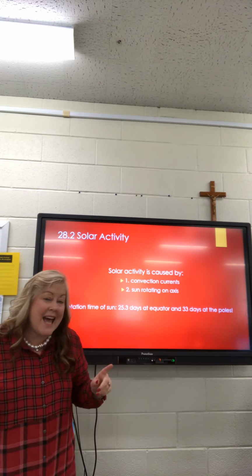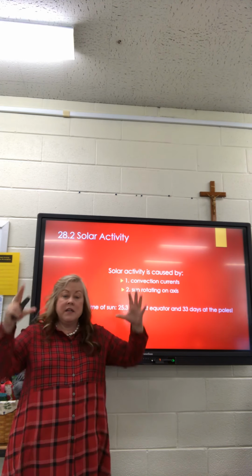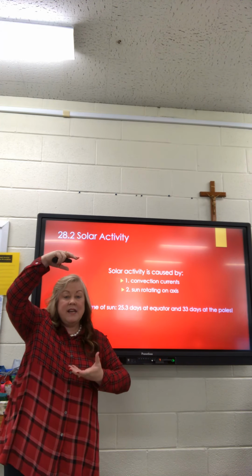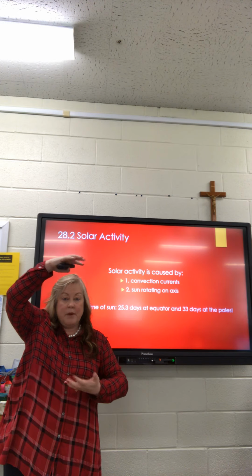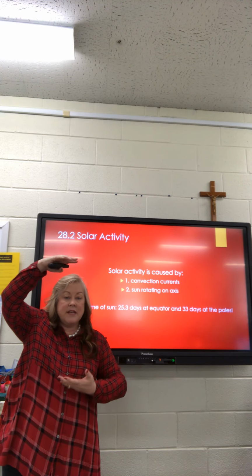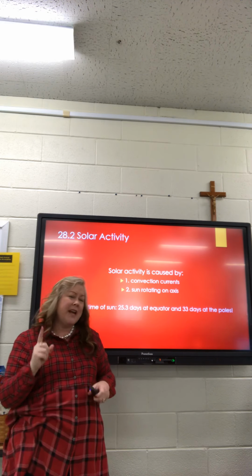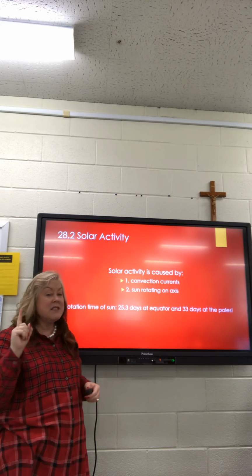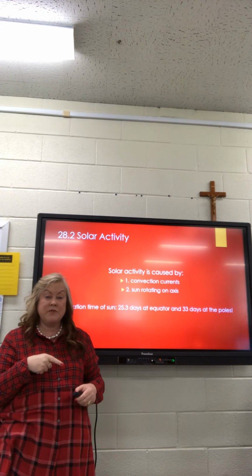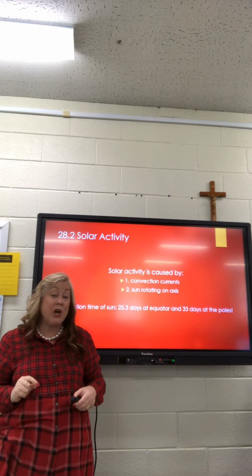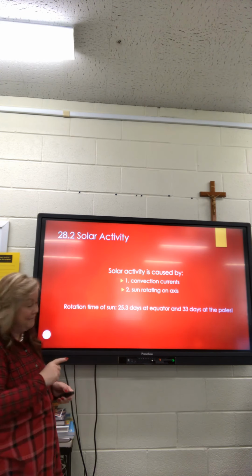Remember, the sun is a gas. It's not a solid entity. It is a gaseous body. And as this thing spins, it spins at different rates. Now, we're going to find out that scientists found out that the sun rotates at different speeds by studying something called sunspots.